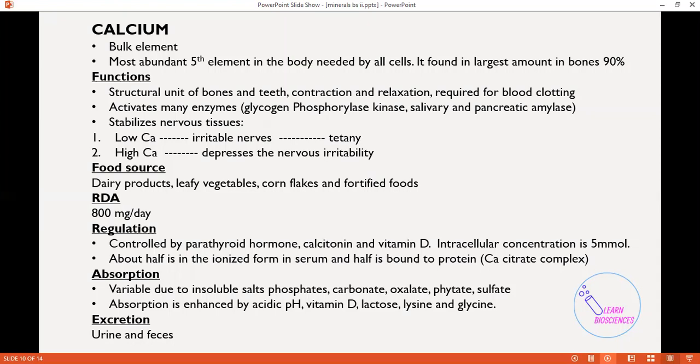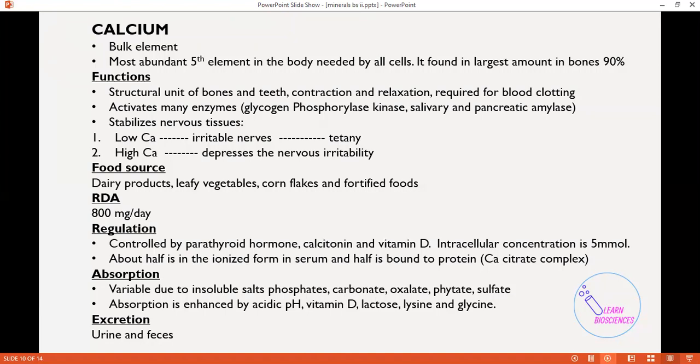Intracellular concentration is 5 millimole. If it exceeds, it causes high calcium, depressed nervous irritability. If it gets lower than 5 millimolar, it causes tetany. About half is in the ionized form in serum and half is bound to protein, which is a calcium citrate complex. Absorption is variable due to insoluble salts: phosphates, carbonate, oxalate, phytate, and sulfate.